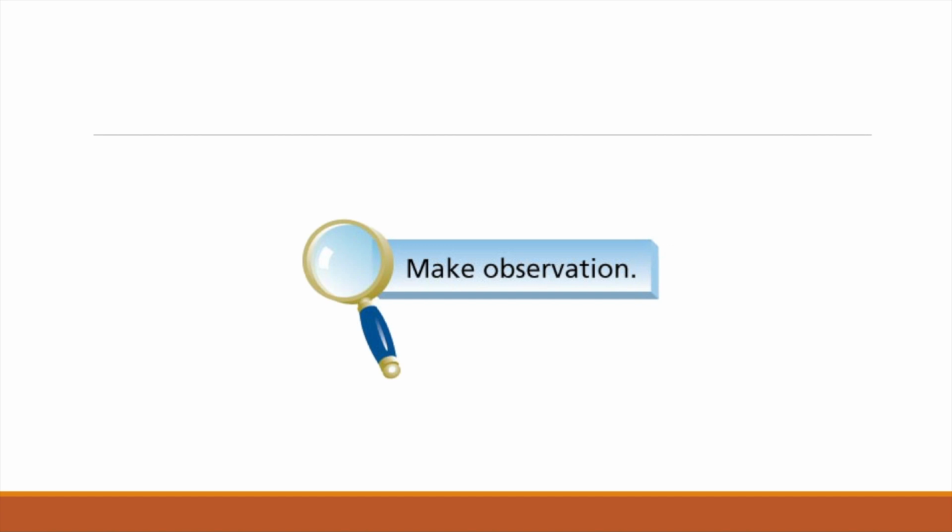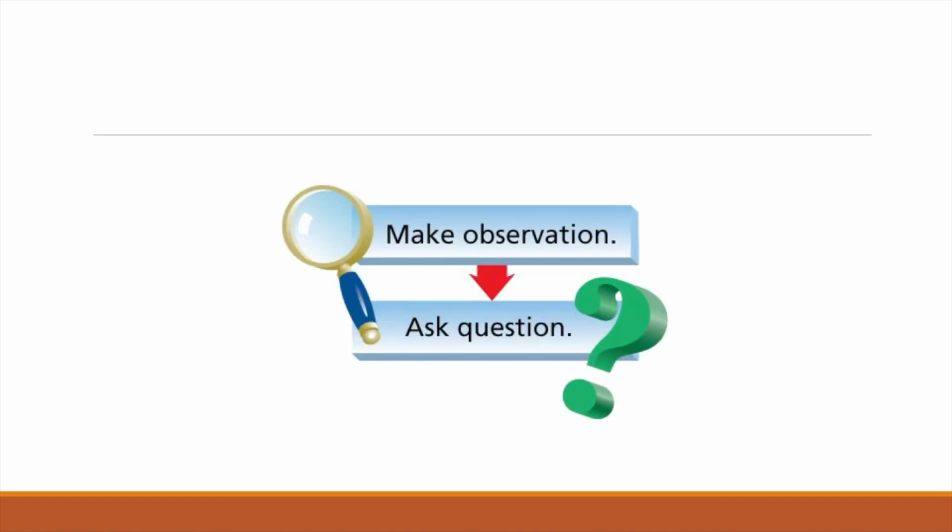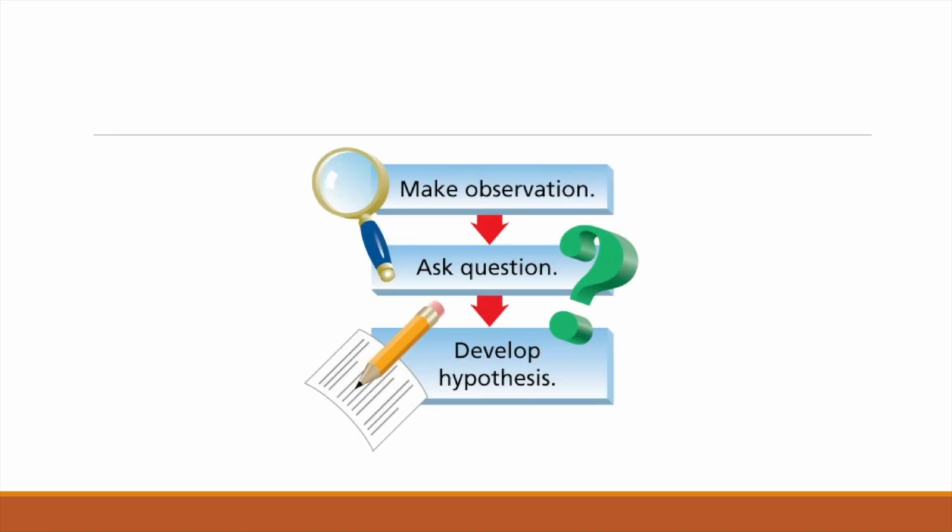So like I said, your first step, make an observation. So you might notice that your car won't start or something like that. So you observe something and then you continue on through the scientific method. You ask the question, well, why won't the car start? And after you ask your question, you're going to develop a hypothesis, such as if the car doesn't start, then the battery is dead. Okay, so that is my hypothesis. If the car doesn't start, then my battery is dead.